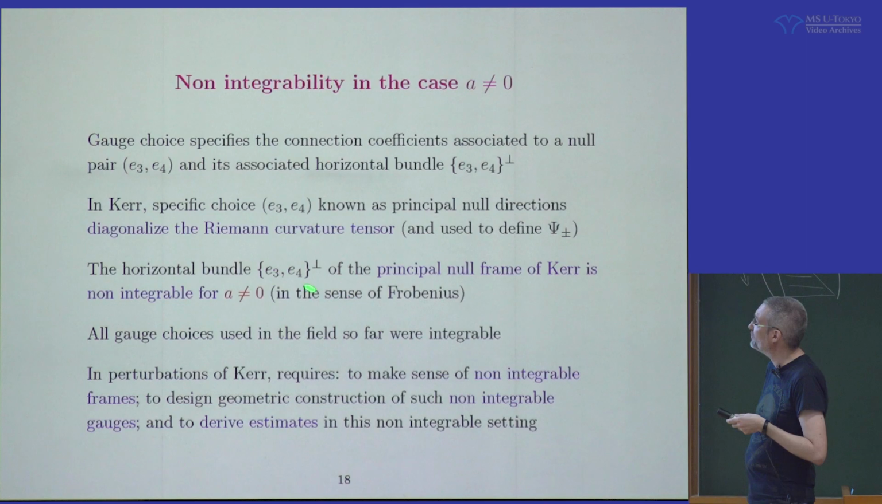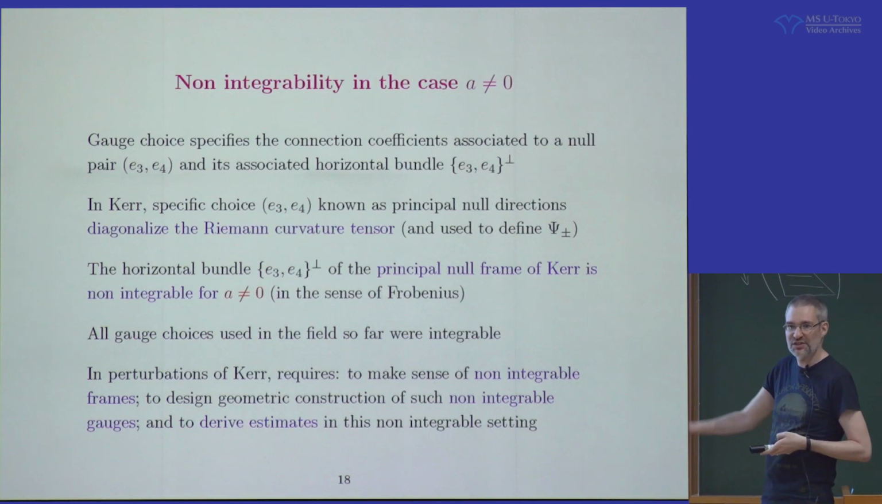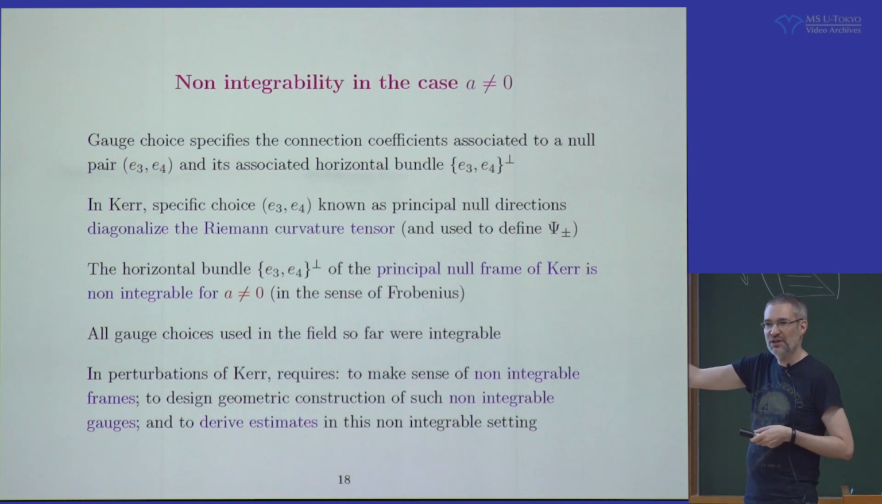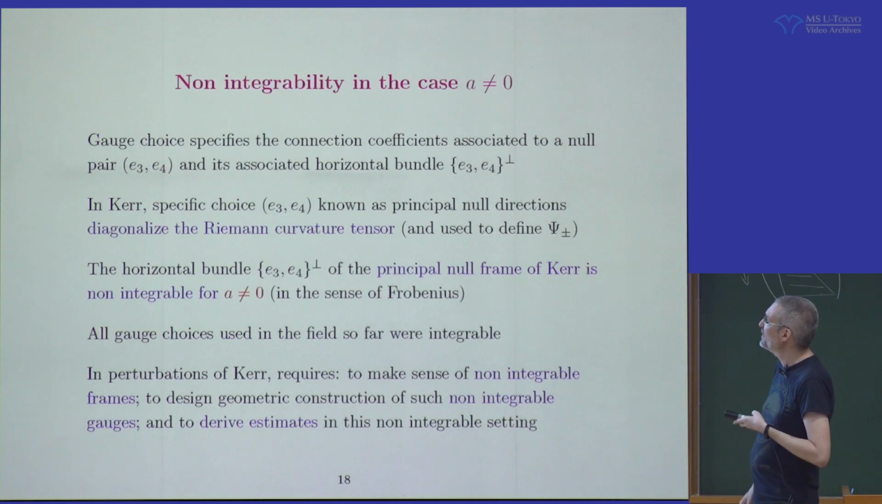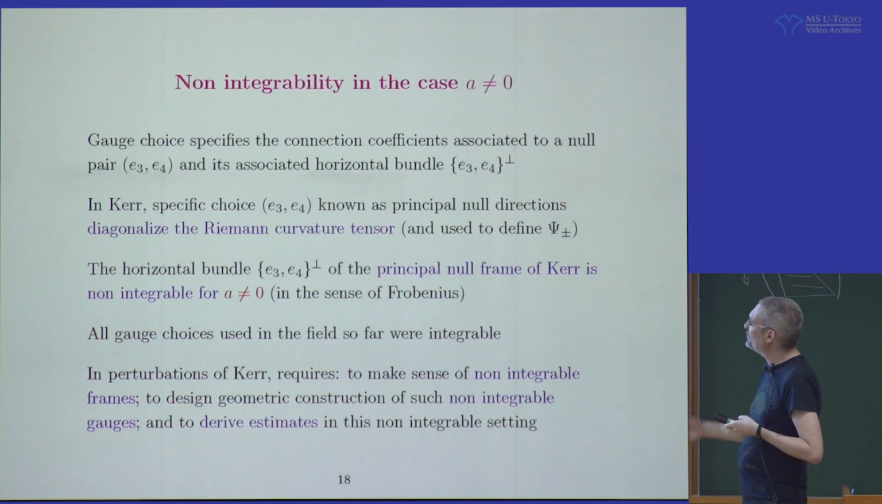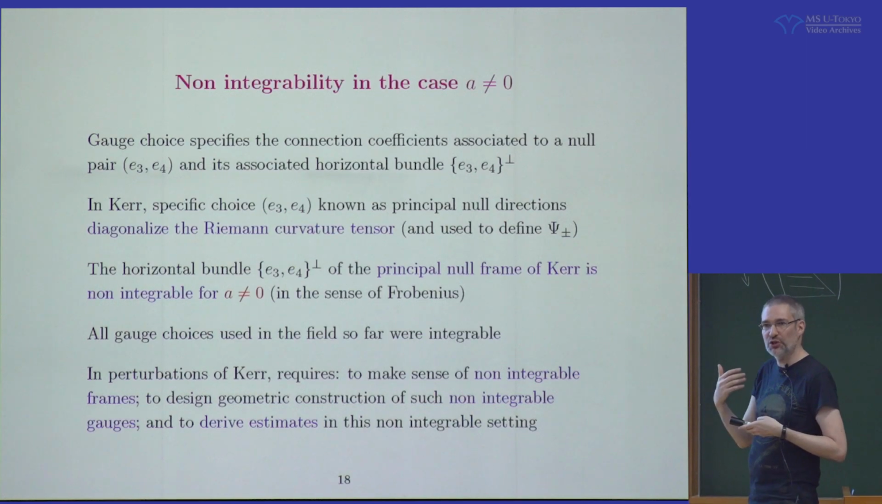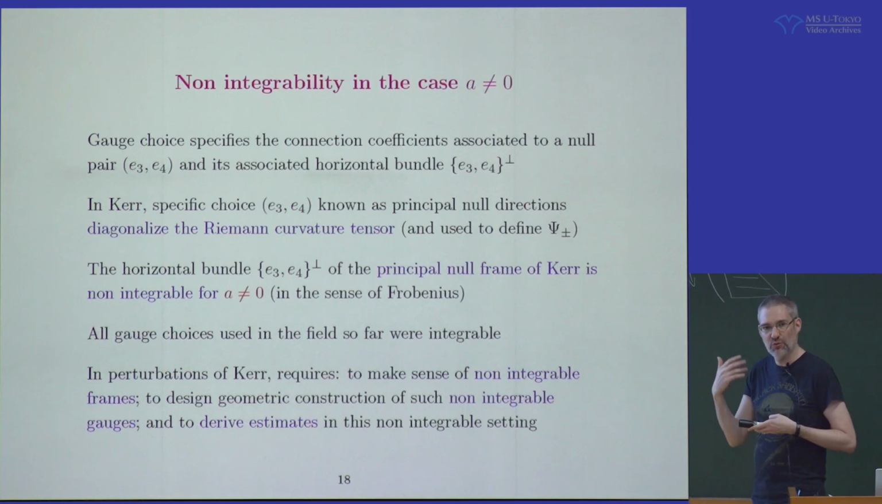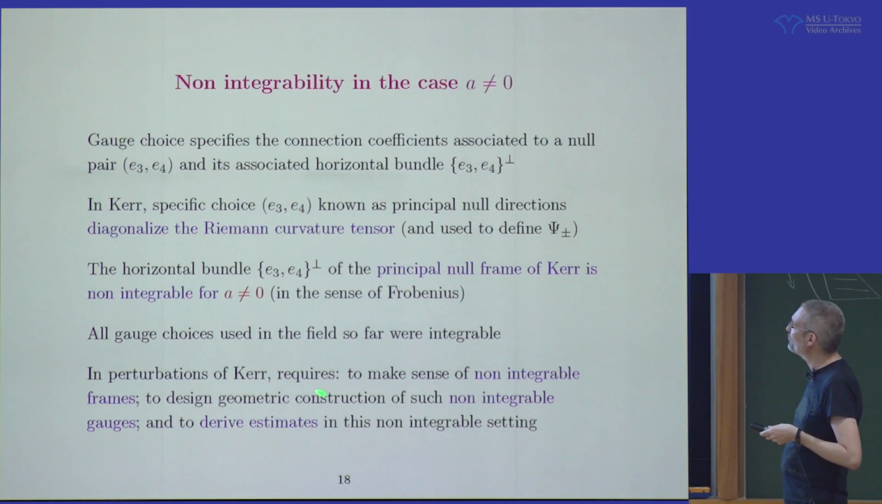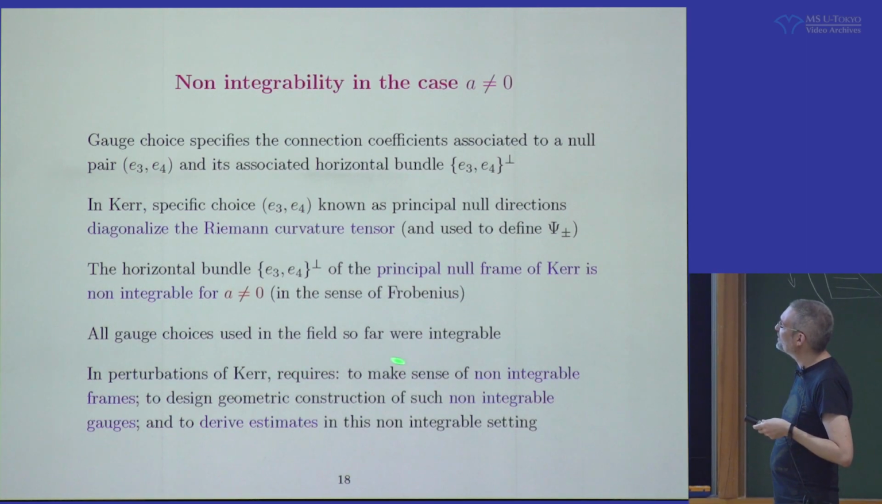Okay, so what happens is that if now I look at the horizontal bundle, which is the orthogonal space to E3 and E4, now in Kerr for the principal null frame, unfortunately, it is non-integrable in the sense of Frobenius. In other words, this does not span the tangent space of any manifold. So this is different from Minkowski, where it was spanning the tangent space of the round spheres. Here, it does not span the space of any manifold. And this is for us a difficulty because all gauges so far in the field since the stability of Minkowski were always working with integrable frames.